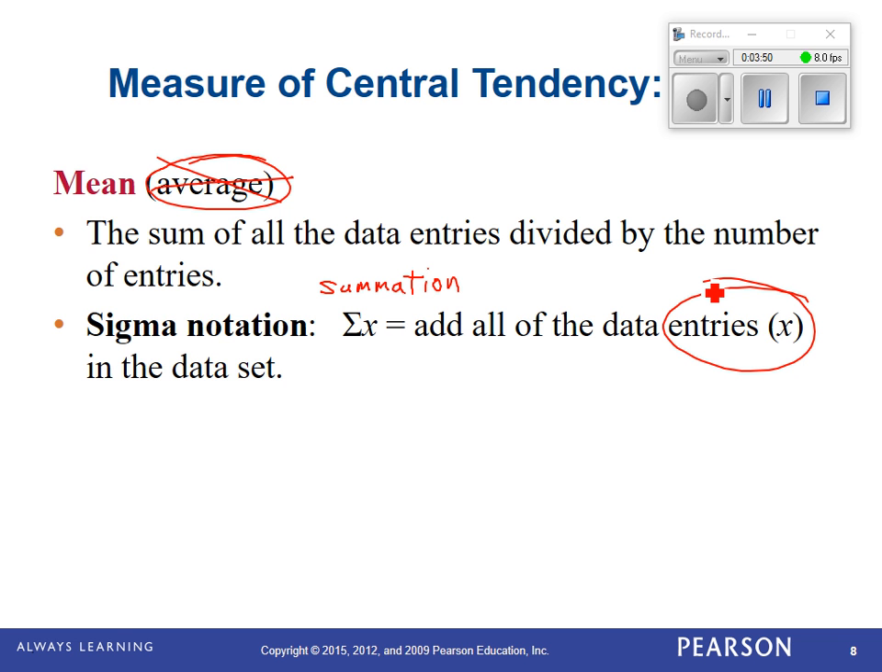If you look down through Moodle, it says symbols test or symbols quiz. I can't remember which one it is. Probably next week, we'll start having symbols quizzes, and we'll have them periodically throughout the year. That's one of the symbols that's going to be on there. So if you see that symbol and it asks you to define it, it just tells you add up all the data, add up all the entries.